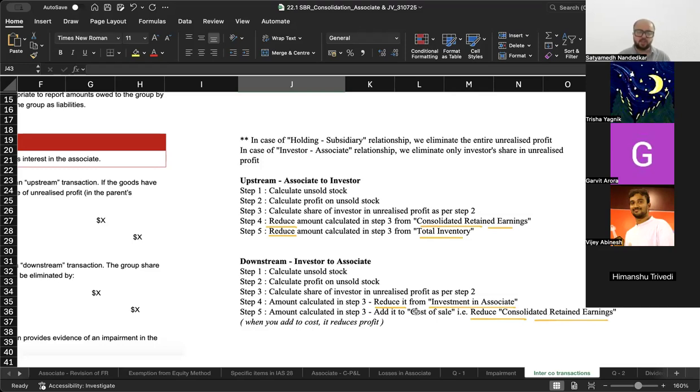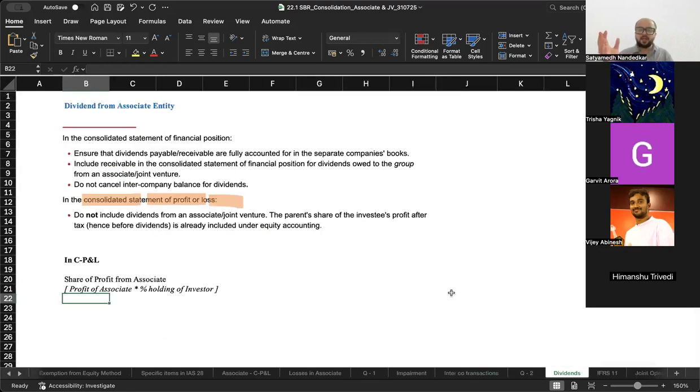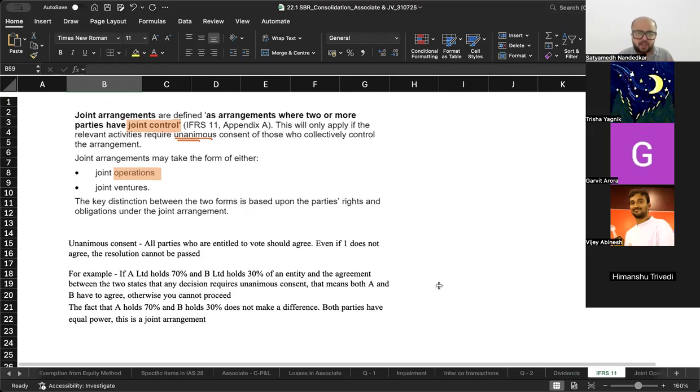Then, if you have a downstream transaction, that is goods sold by the investor to the associate, then calculate the unsold stock, profit on unsold stock, calculate the share of investor in unrealized profit as per step 2, into 30%, 40%, whatever that is, reduce it from the investment in associate and add it to the cost of sale. By extension, you could also reduce the amount of consolidated retained earnings. Just learn the steps when you go for the exam. Now is not the time to get into a detailed analysis of this. Now you just have to know what steps have to be done and go for the exam. Dividend from the associate entity is not added anywhere because share of profit from associate is already included.